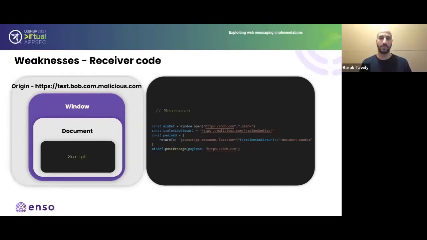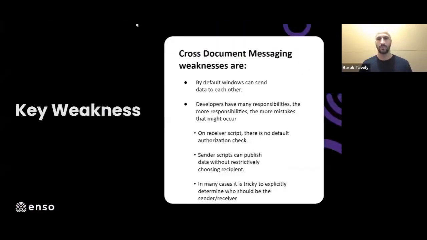So basically here we can see that we pass the authorization check, and due to the insecure implementation on the receiver code, we can abuse it in order to run JavaScript and steal the victim's cookies. Let's talk about the key weaknesses. Cross-document messaging weaknesses are that by default, windows can get a window reference and send post messages to whoever they want, and in between each other.